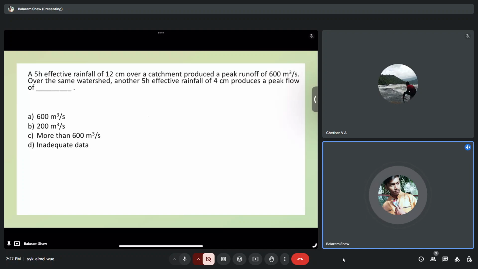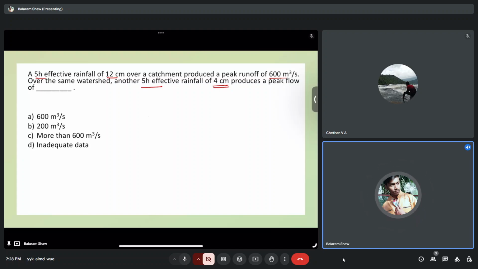Okay, the next question: a 5-hour effective rainfall of 12 centimeter over a catchment produced a peak runoff of 600 meter cube per second. Over the same watershed, another 5-hour effective rainfall of 4 centimeter produces a peak flow of dash. The first is a 5-hour effective rainfall of 12 centimeter, which is the effective rainfall depth, and the peak runoff is 600 meter cube per second. Again, the same effective rainfall duration, but the depth is changing, it is 4 centimeter. Then what will happen to the peak flow?